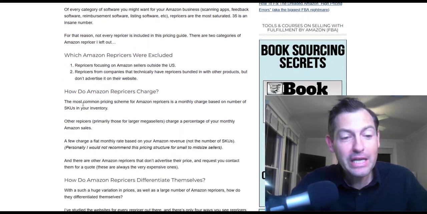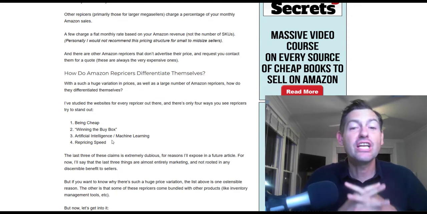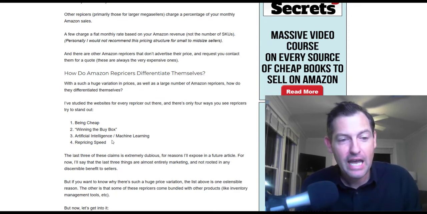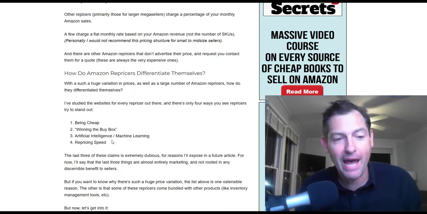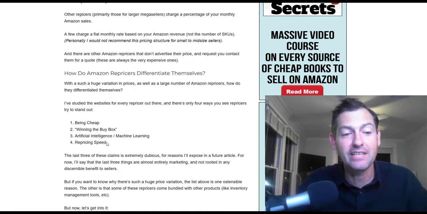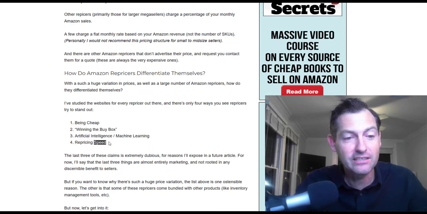Okay, so the number 3 thing that I learned that I thought was the most interesting of all is, you guys, I looked at the websites for all 35 repricers. And something really fascinating stood out. I started to notice patterns. They all boast one of 4 features. In other words, there's one of 4 things they all claim set them apart from the other 34 repricers out there. And it's this list I'm showing you right here.